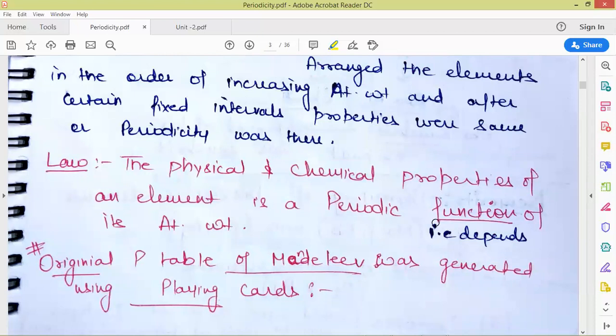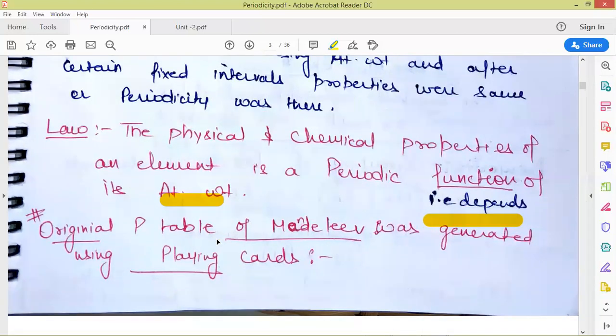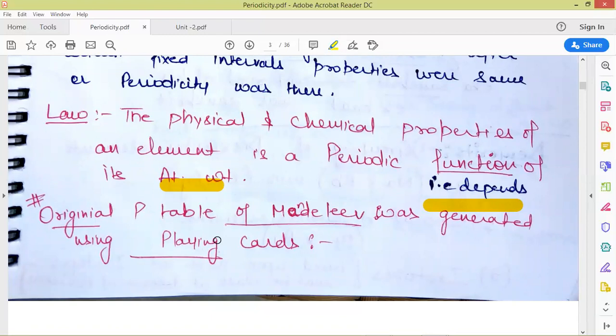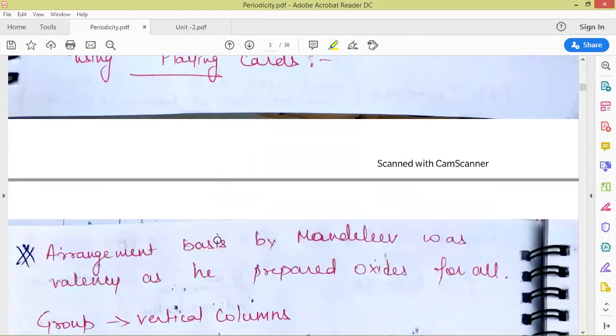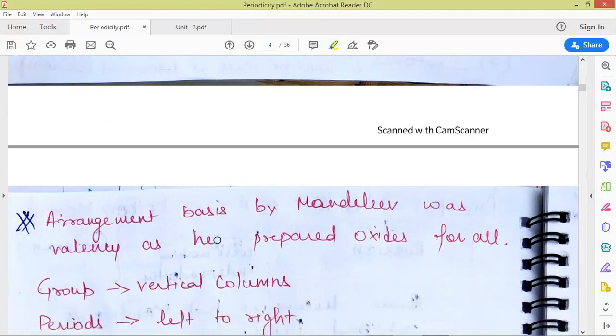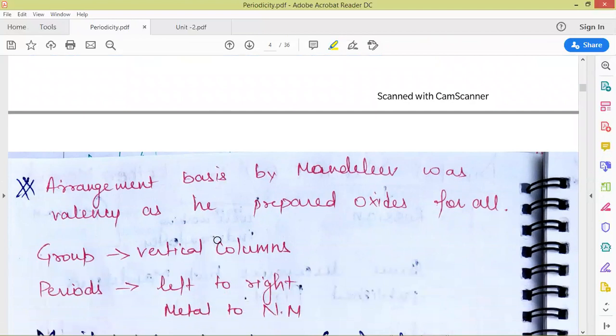And by periodic function, we mean that they depend upon the atomic weights. So the original periodic table, which was first proposed by Mendeleev, was generated using playing cards. He put the playing cards in place of the elements, and he arranged the periodic table using the playing cards.